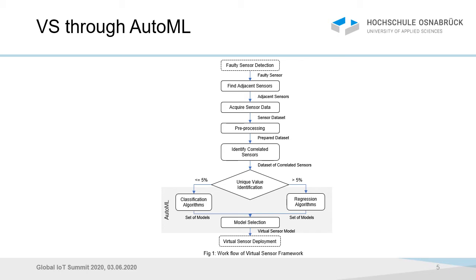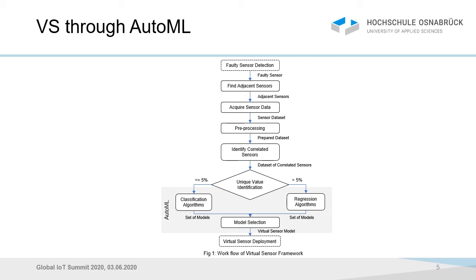But there is still a question about which class of algorithms we have to apply, whether we are dealing with a classification problem or a regression problem. To find the answer, the framework will look at the number of unique values in the faulty sensor. If we have a regression problem, then there will be a lot of unique values in our data compared to a classification problem, because in a classification problem, we have a very small number of classes compared to the size of the dataset.